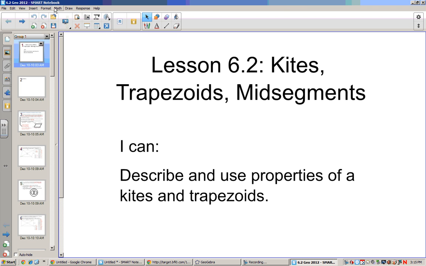Hello, welcome to 6.2. Today we're going to learn about kites, trapezoids, and midsegments. By the end of the day, you should say, I can describe and use the properties of kites and trapezoids.